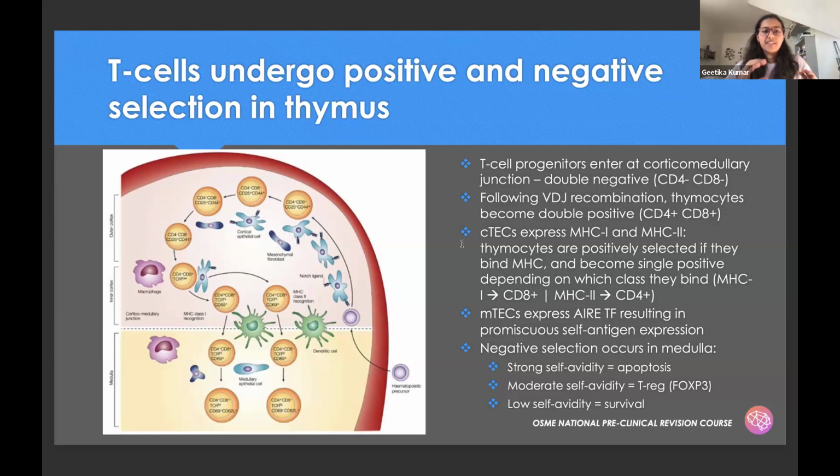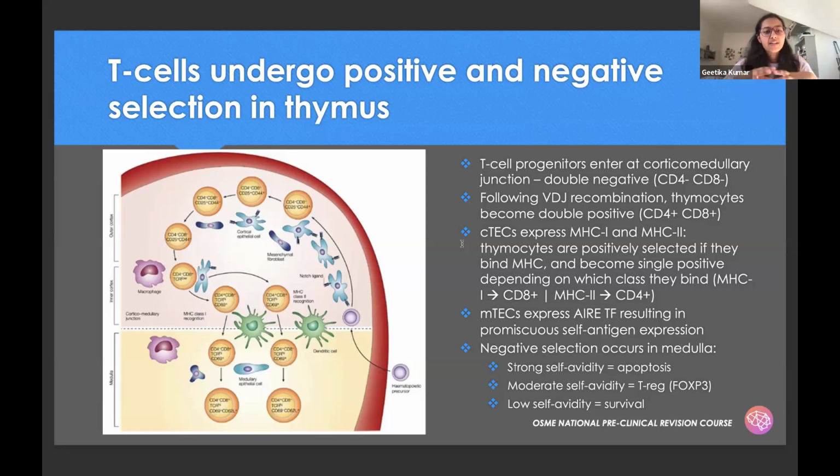So the randomly generated TCR, which has a random structure because of VDJ recombination, will either bind to MHC1, or it'll bind to MHC2, or finally it might just not bind to either, right? Those are the three outcomes that could happen. If it binds to MHC1, then the cells get committed to the CD8 lineage, and so they downregulate CD4 and become single positive CD8 cells.